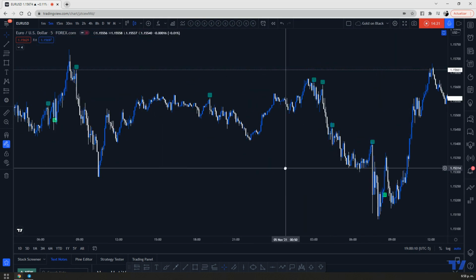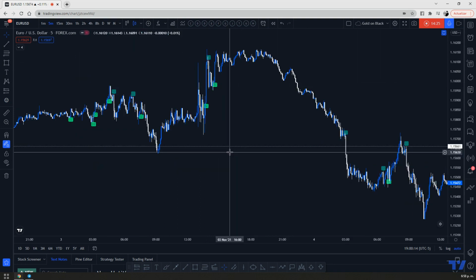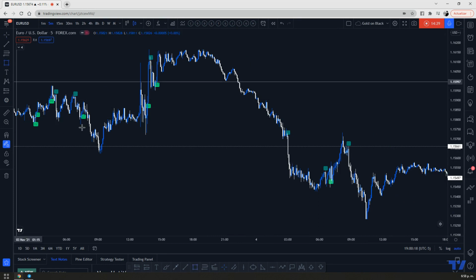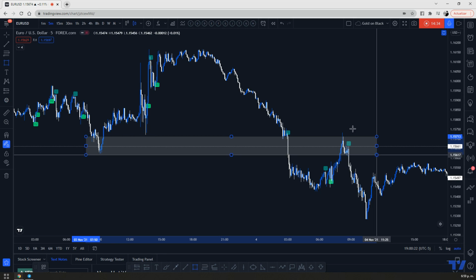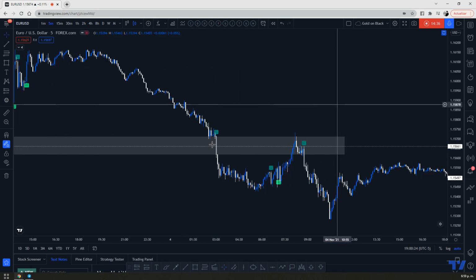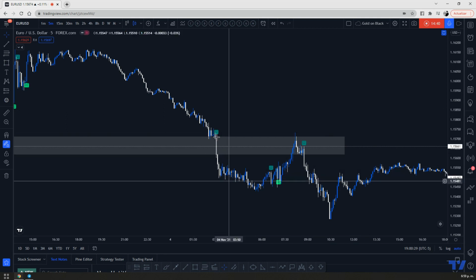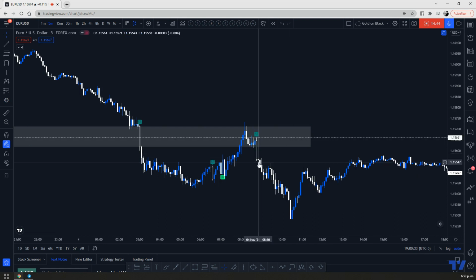You are going to be finding some nice entries as well. Like right here, you see this aggressive selling? This is a supply zone. It's telling you that this is still a supply zone. So price broke, very violent, very aggressive selling. Price came back up, and you have your sell right there.